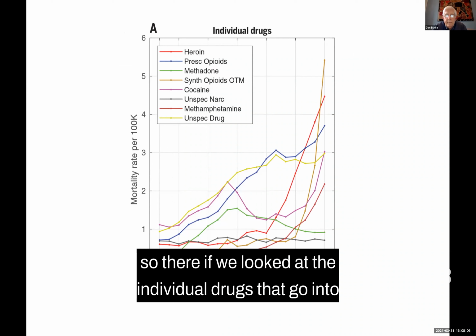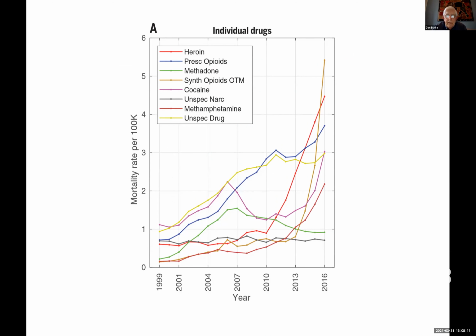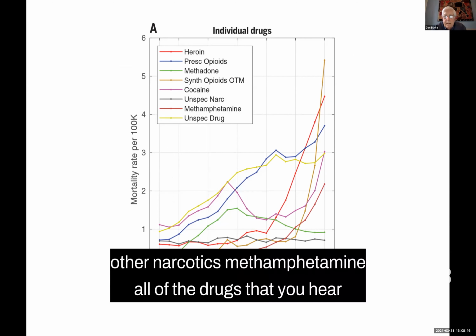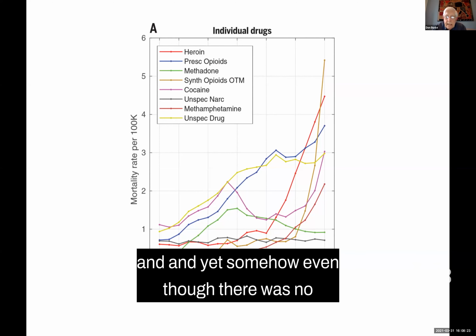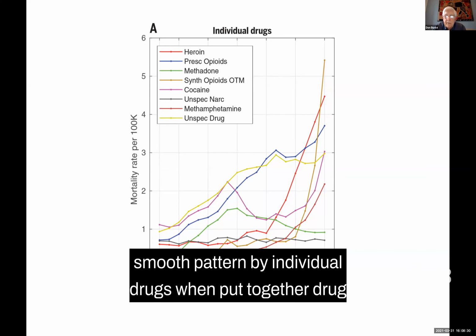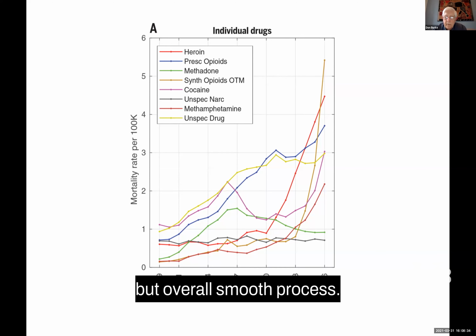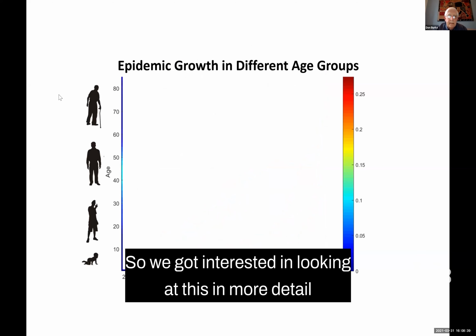If we looked at the individual drugs that go into that smooth exponential curve, there was heroin and prescription opioids and methadone and cocaine, other narcotics, methamphetamine, all of the drugs that you hear about in the news, and they were going up and coming down. And yet somehow, even though there was no smooth pattern by individual drugs, when put together, drug overdoses were an overall smooth process. So we got interested in looking at this in more detail.